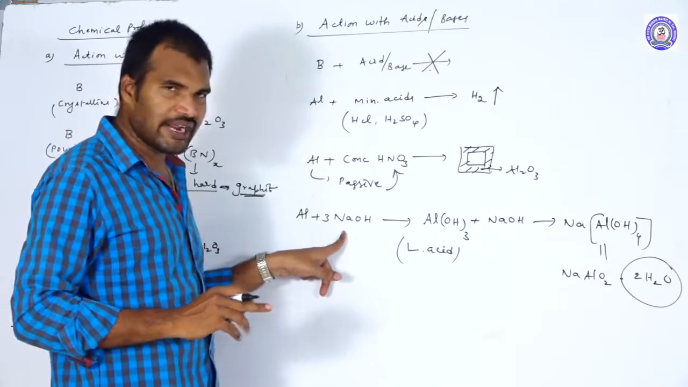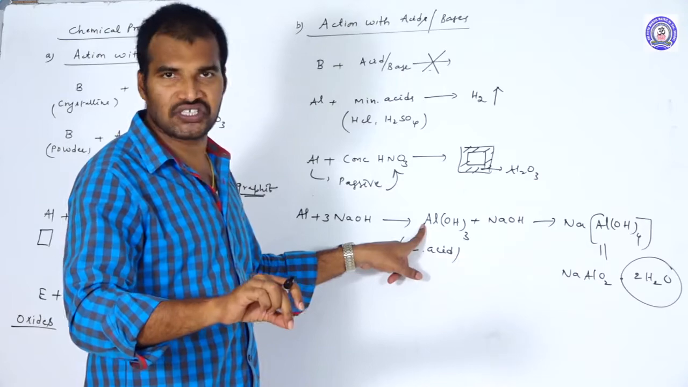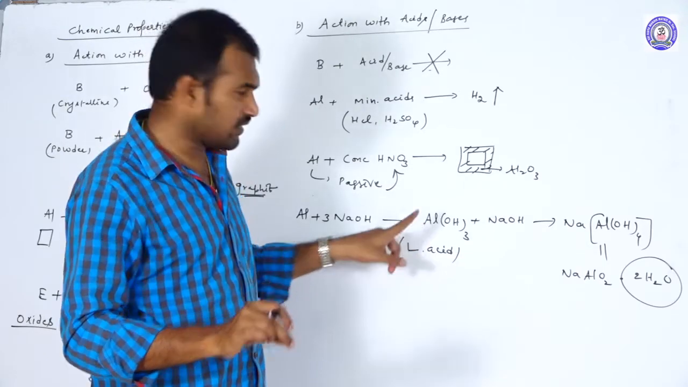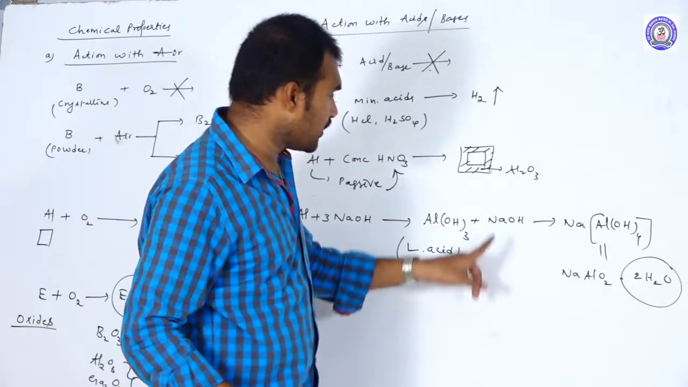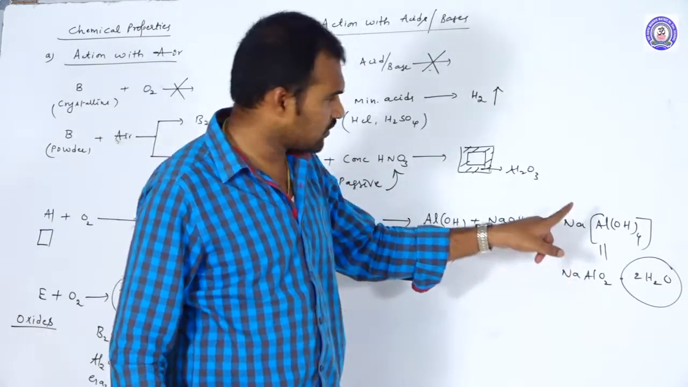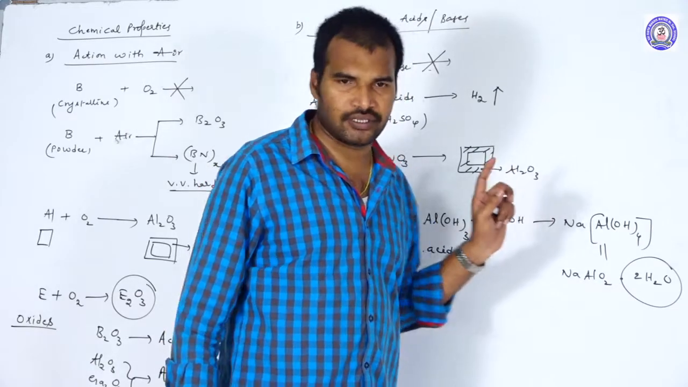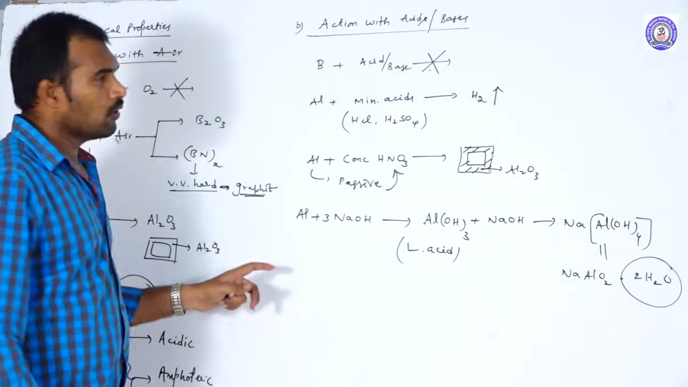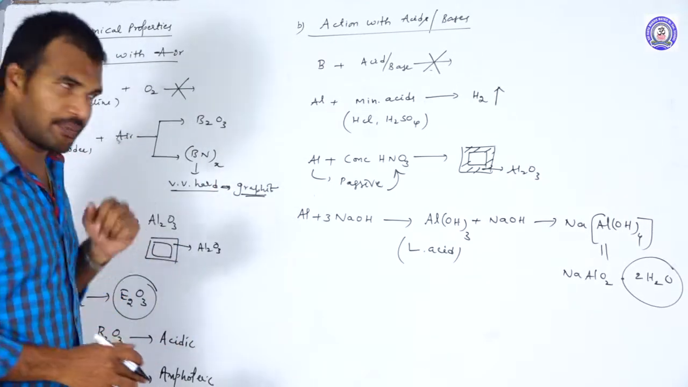Aluminium reacts with NaOH, forms aluminium trihydroxide, but it is electron deficient. Because of the electron deficiency, it acts as a Lewis acid. Because of its acidic nature, it reacts with one more NaOH and forms this complex. This is ionic in nature. It immediately transforms into sodium meta-aluminate. So this is the reaction of group 13 elements towards acids and bases.